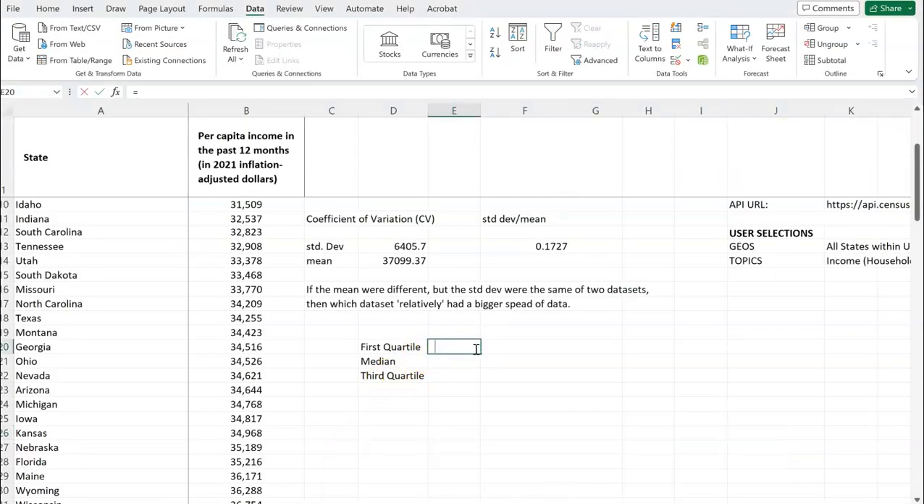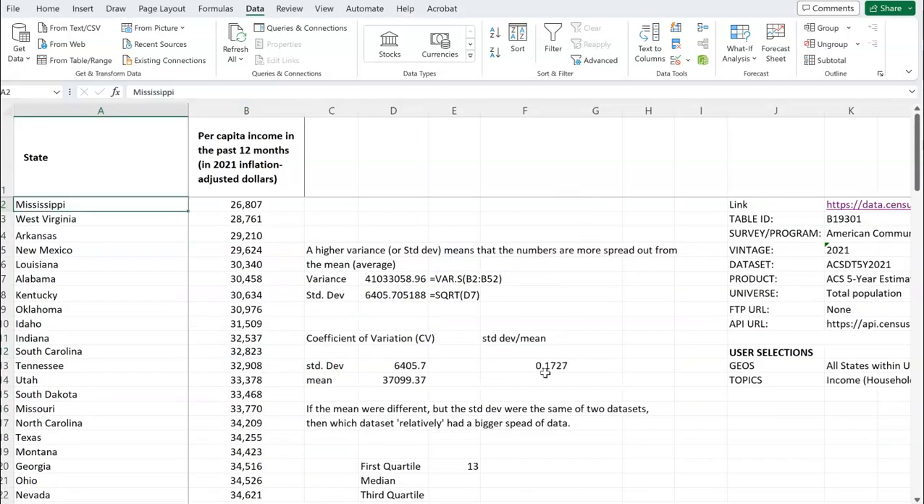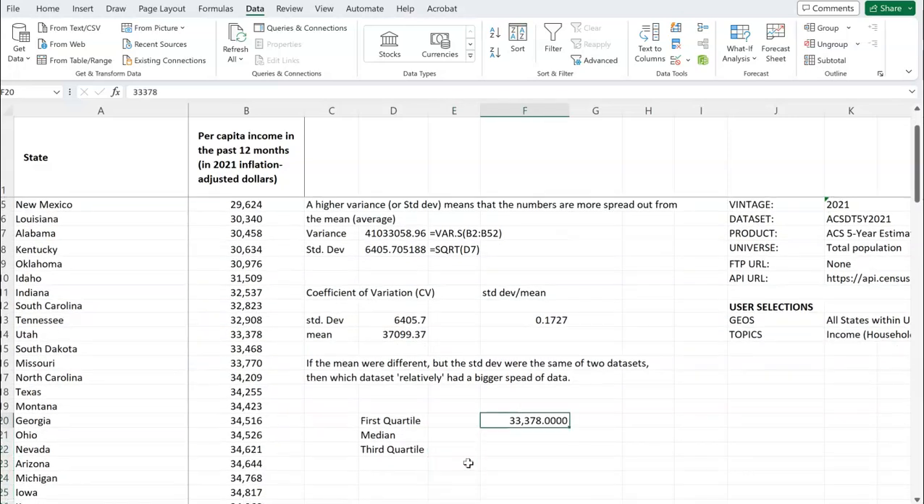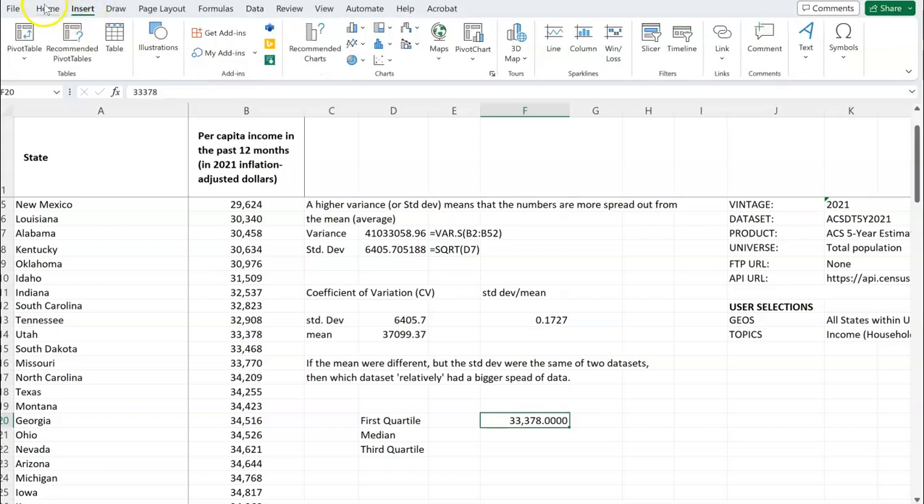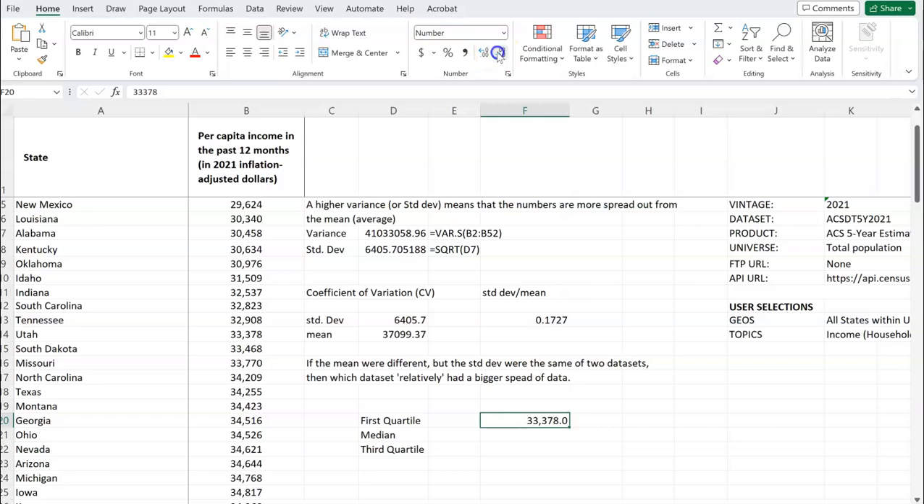So the first quartile is going to be equal to the total number of values we have, which is 51 plus 1, divided by 4. So the number is 13. So I would go to the 13th data, which is 33378, that of Utah. So the number is 33378. Let me remove some of the decimals because there's quite a bit of decimals around.